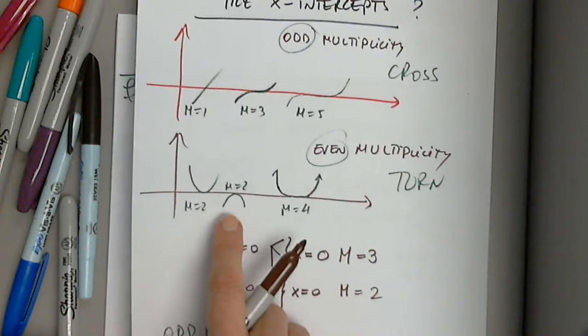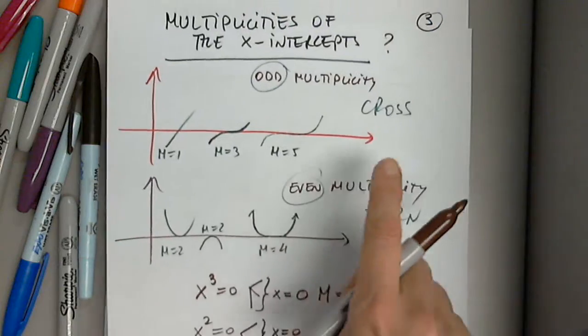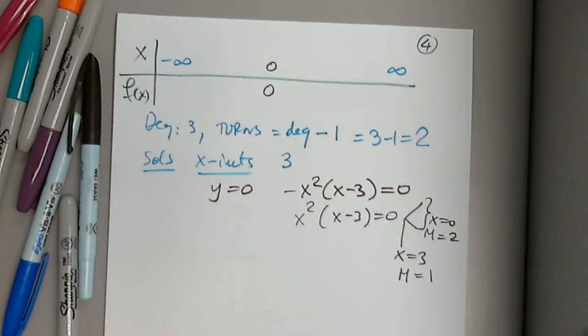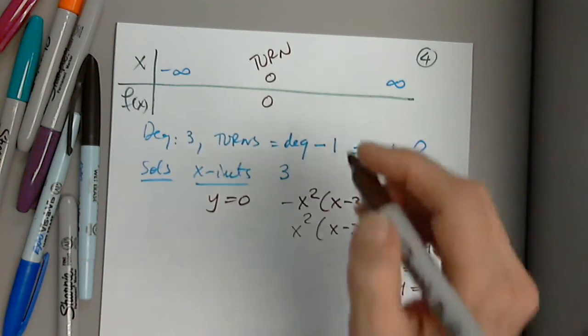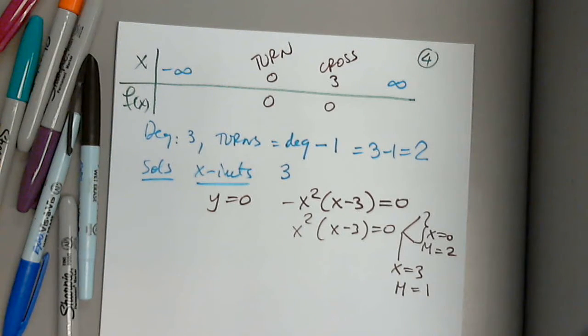So what does multiplicity 2 do? Is it a cross or a turn? That's my question. A turn. So I make myself a note. Turn. 3 comma 0 is a cross. A regular cross.